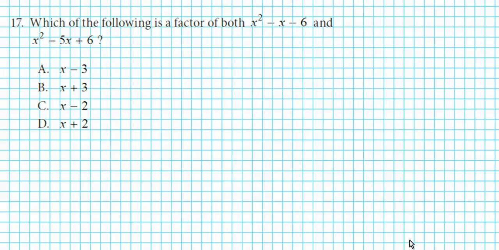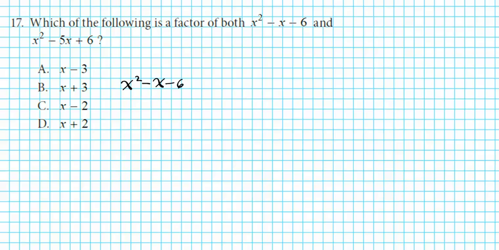All right, let's take a look at question number 17. It reads, which of the following is a factor of both x squared minus x minus 6 and x squared minus 5x plus 6? Okay, so what we're simply going to do here is factor both expressions and see which factor they have in common. Okay, so let's start with x squared minus x minus 6.